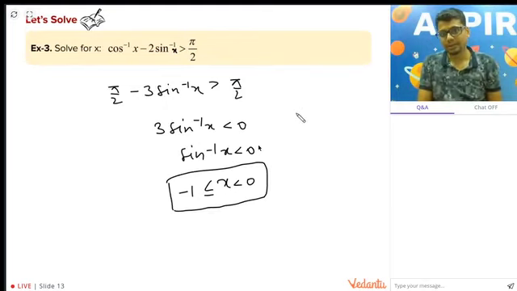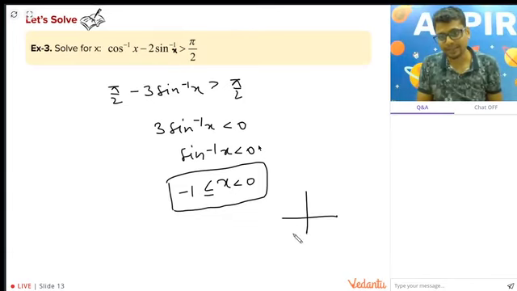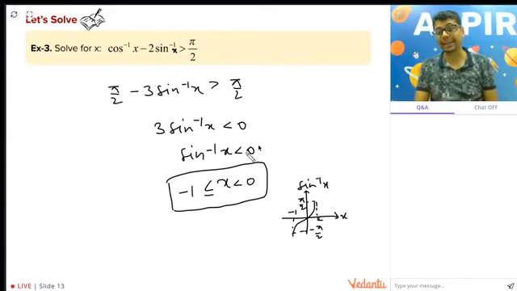Because the curve of sine inverse x is like this, we know this. When the input is minus 1, we get minus pi by 2. When the input is 1, sine inverse gives pi by 2. So this is sine inverse x versus x. So for sine inverse x to be negative, x has to be between minus 1 closed and 0 open. That's it. In case there is doubt, please ask.